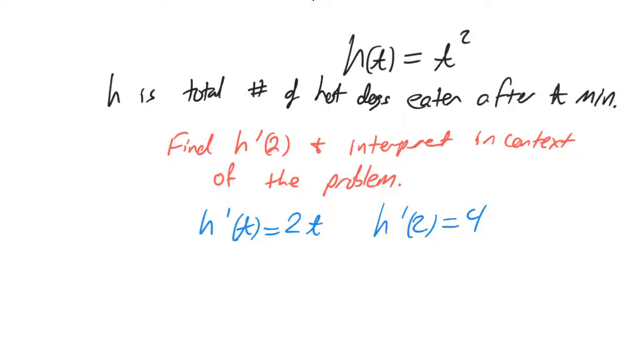Well, let's start off by identifying what the units of h prime are. I know we have said from the beginning that anytime that we see the word rate, that means we're dealing with a derivative. And it also means that our units will have division in them, right? So in this case, it is my y units over my t units, and so it is hot dogs per minute.